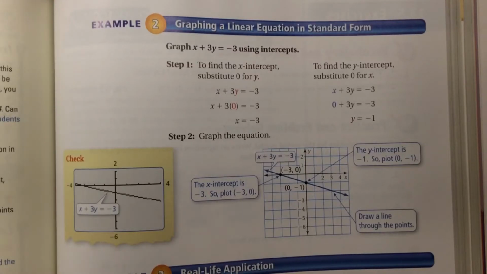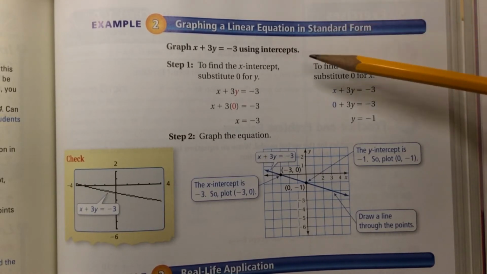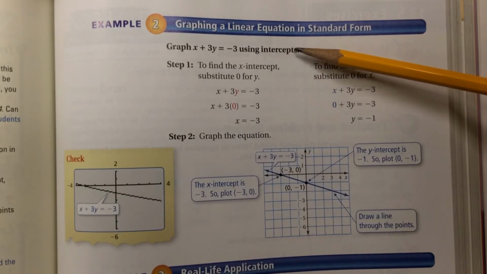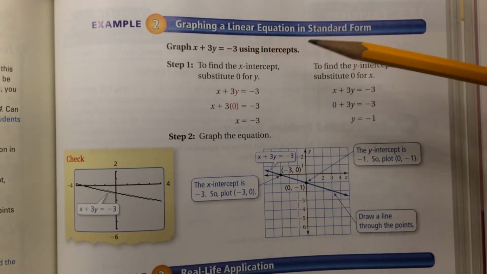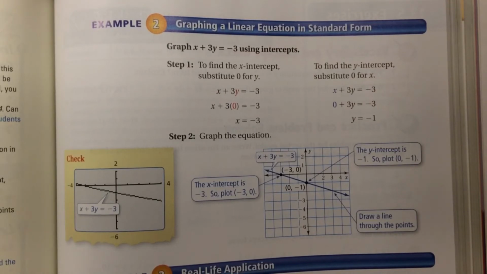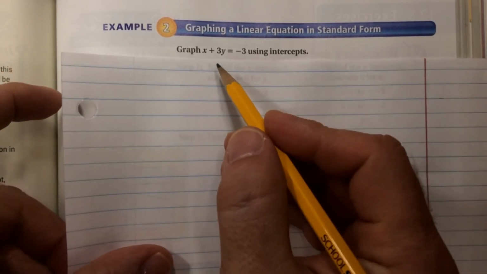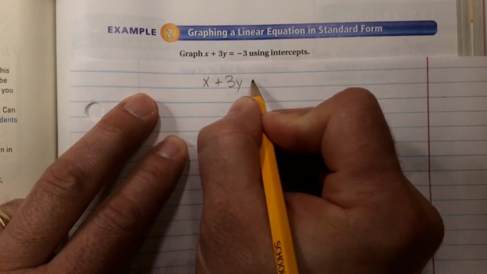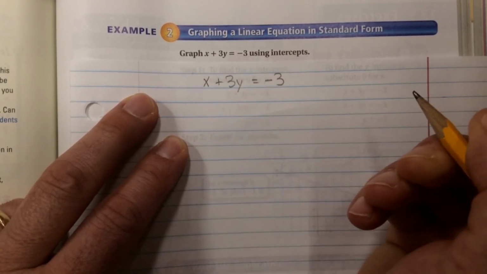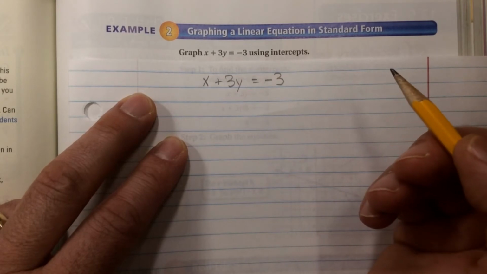Well, the next thing they want to show us in example 2 is we can graph right from the standard form. We can use the standard form to graph that line. We don't have to turn it into slope-intercept form. What we do is we take this standard form, so they gave us x plus 3y equals negative 3. And using the intercepts, we will be able to graph this line.